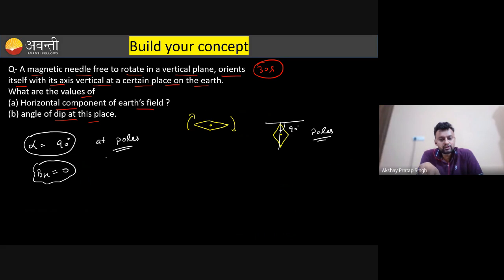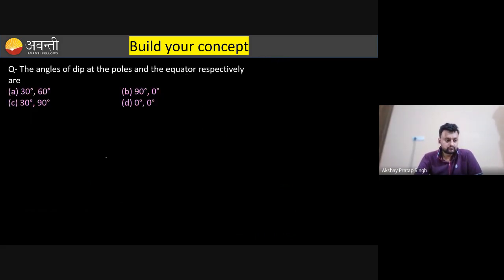Moving further to the next question. The angle of dip at the poles and the equator respectively are, you have some 20 seconds to answer this question. You can recall it from the punchlines. The same thing I have discussed in the punchlines. You have got the same kind of question here.